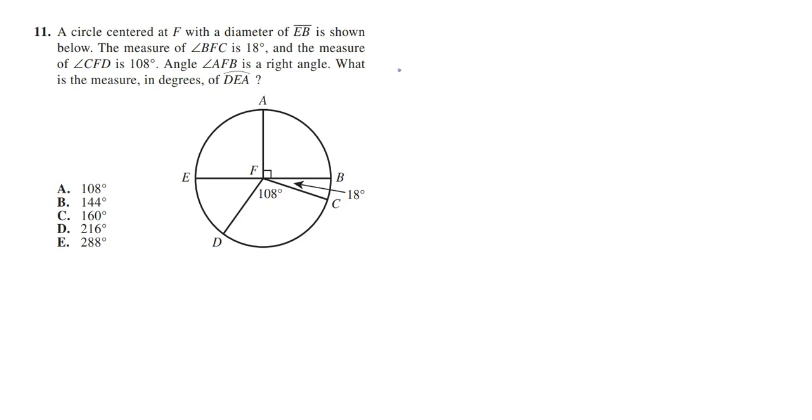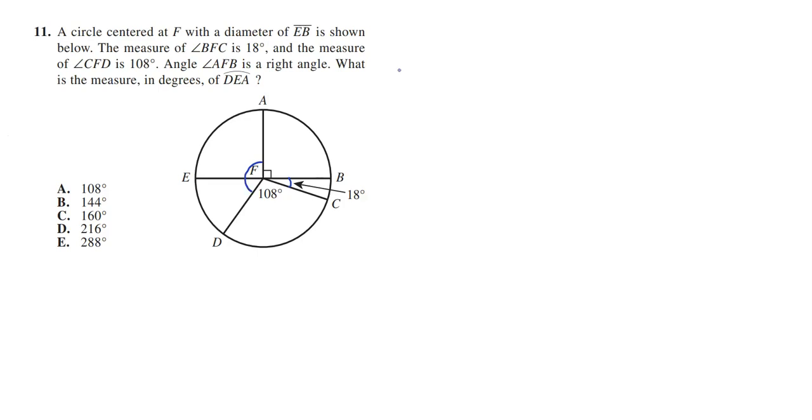A circle centered at F with a diameter of EB is shown below. The measure of BFC is 18 degrees, so right about here is 18 degrees, and the measure of CFD is 108 degrees. If AFB is a right angle, what is the measure in degrees of DEA? DEA. So that's going to be right here.